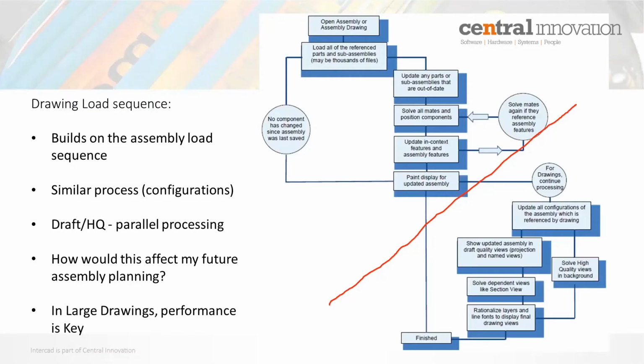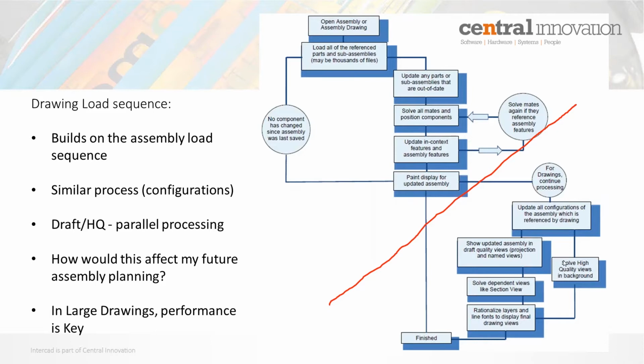So just coming back to the PowerPoint now. And having a look at the chart on the right hand side again, you'll notice here that the draft quality views and the high quality views are actually solved in parallel in that process. And this is done by multi-threading in SOLIDWORKS. So this is one of the occasions where SOLIDWORKS will use multiple cores to parallel process both draft quality and high quality views on the drawing sheet.